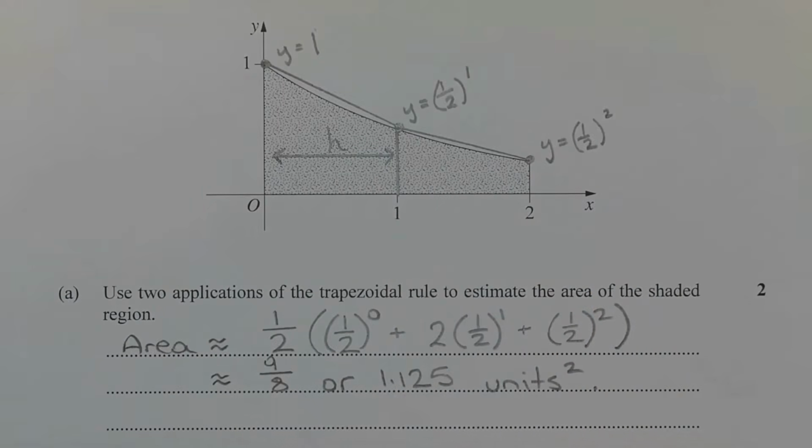So using the extended trapezoidal rule, we have area is approximately equal to h over 2, or 1 over 2, times open bracket half to the power of 0, or 1, plus 2 times half to the power of 1. And that's because this parallel side here is a common side between the two trapeziums, which is why it's doubled here, plus half squared, close brackets, and that evaluates to 9 over 8 square units, or as a decimal, 1.125 square units.